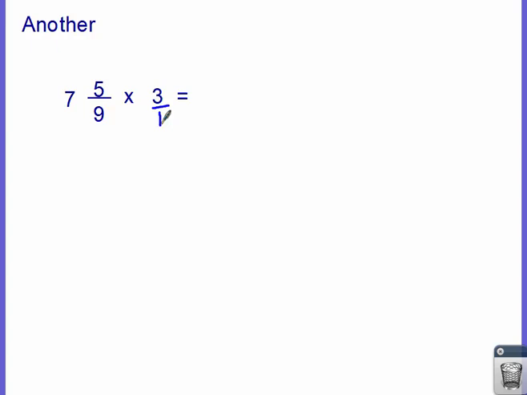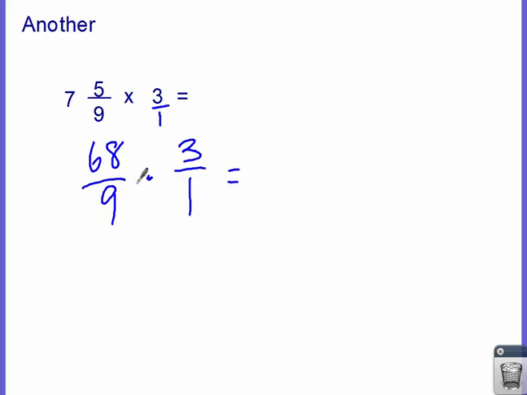Okay, let's see how you did. So in this one, I'm going to change this one into an improper fraction. 9 times 7 is 63. Plus 5 gives me 68 over 9 times 3 over 1. Now, I'm going to practice this with the simplify problem. Okay? So I'm going to look at the top and look at the bottom and see, is there any number that has anything in common?